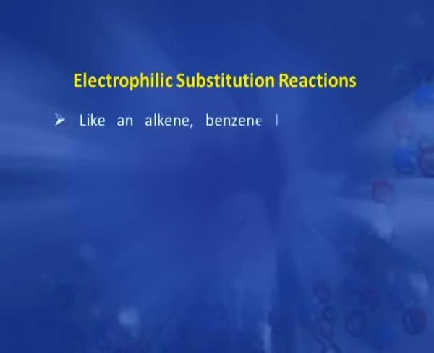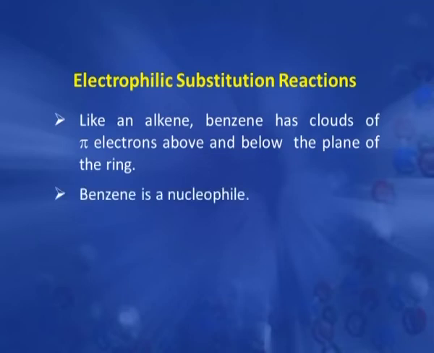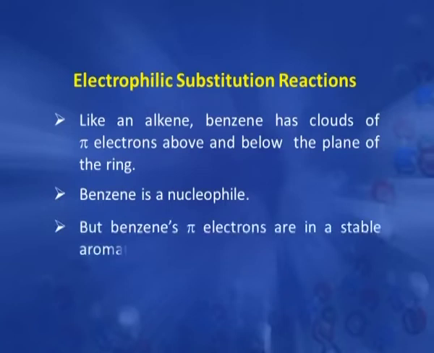Now, what is the difference? Like alkene, benzene also has pi electron density above and below the plane of the ring. So, benzene reacts like a nucleophile, but the major difference between alkene and benzene is that in benzene the pi electrons are not localized, they are delocalized and form a stable aromatic system.